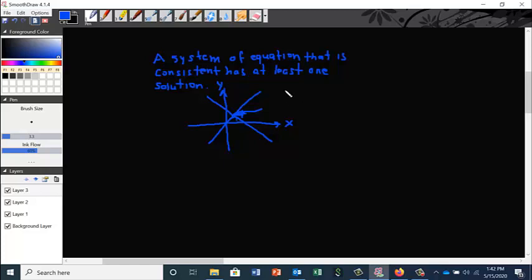But this is consistent because wherever the two lines on the graph intersect, that is one solution. And your one solution is your x coordinate and your y coordinate. This is graphically speaking.